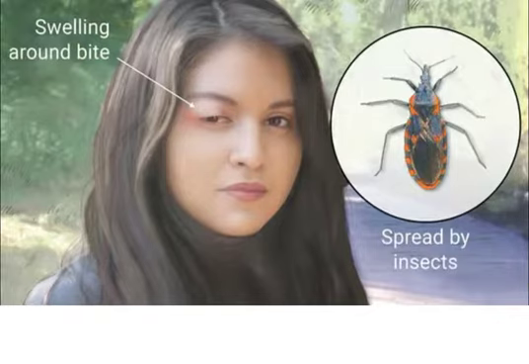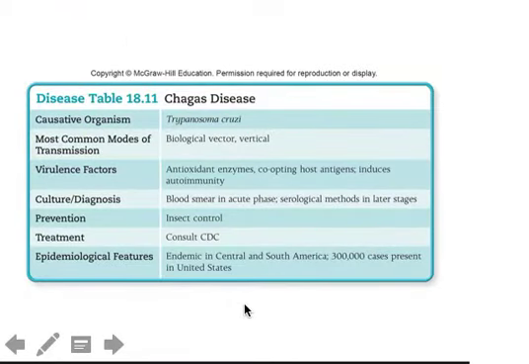Medications during the acute phase may benefit the patient, though not so much in the chronic stage. The medications during the chronic stage don't cure disease but help slow the progression of the disease and complications that come with it. And here's the rundown on Chagas.